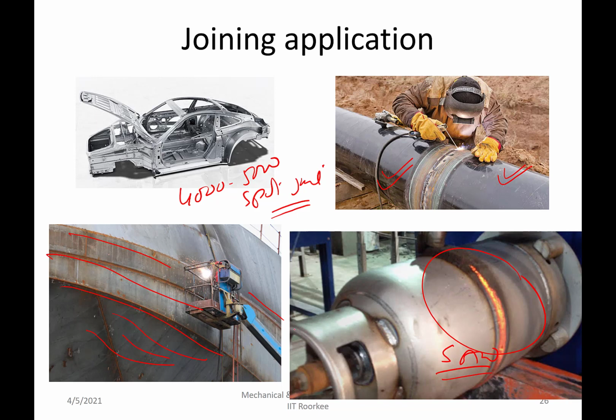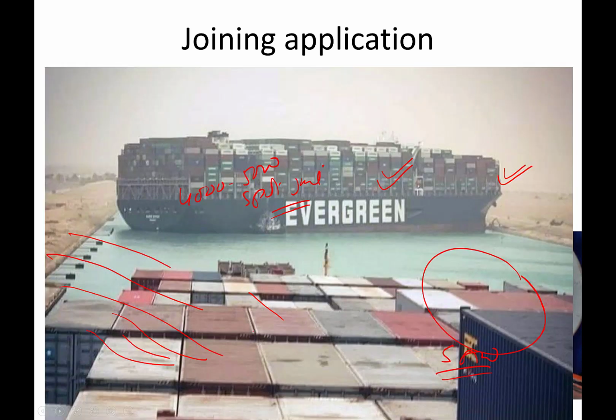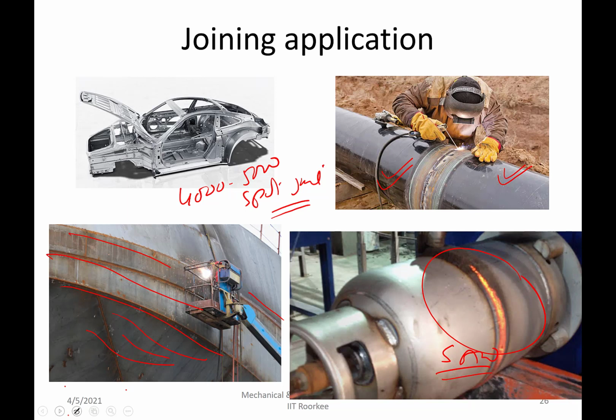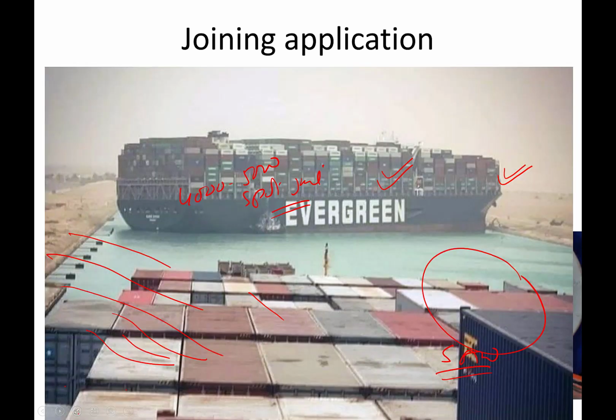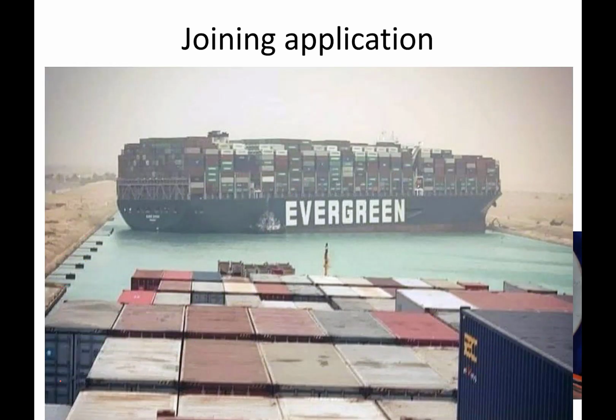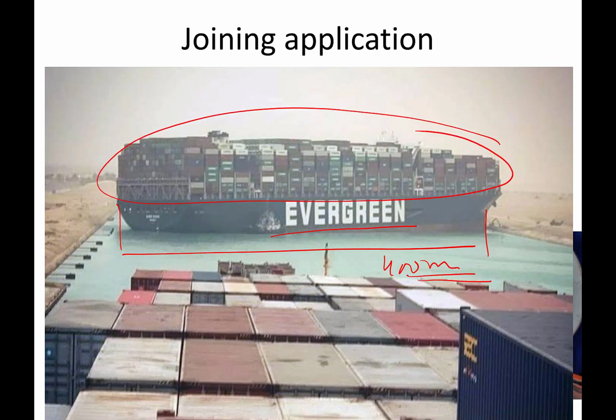But joining also suffers from very inherent and undesirable features. What are those? This is one typical example as far as size is concerned. This was in the news last week. Can anybody identify? Yes, this is the Evergreen ship in the Suez Canal. The length is how much, do you know? 400 meters, and full of so many containers.